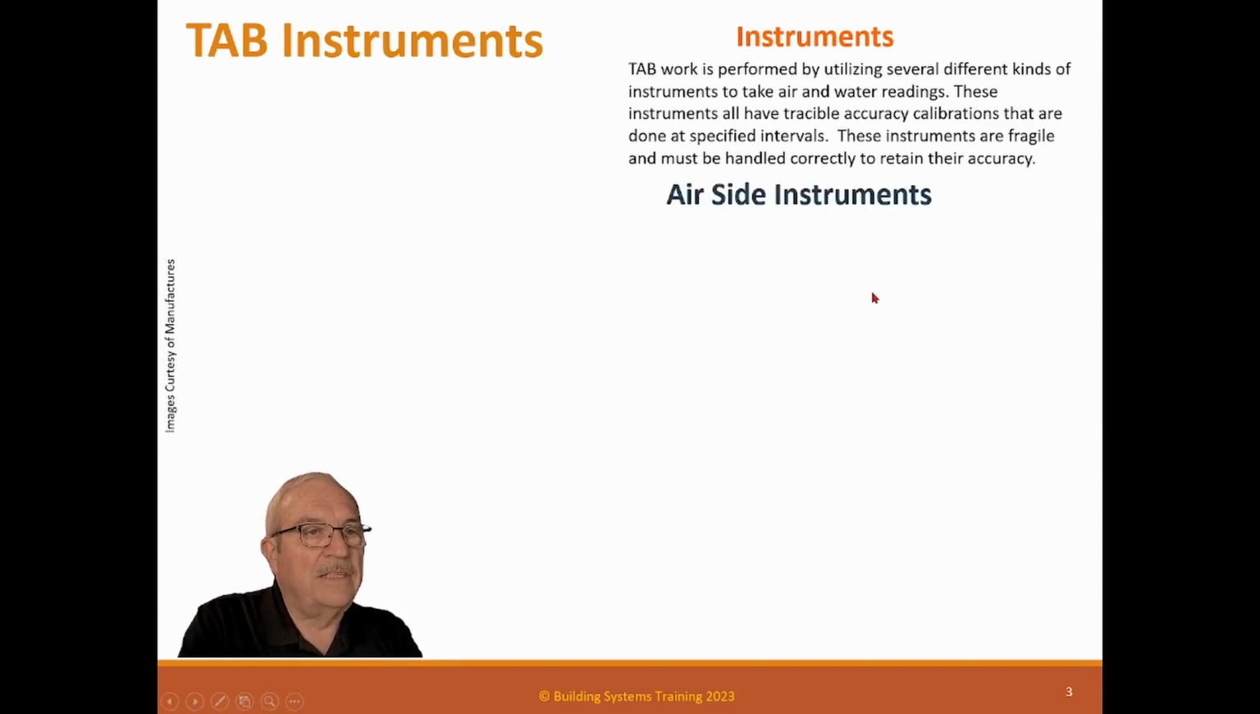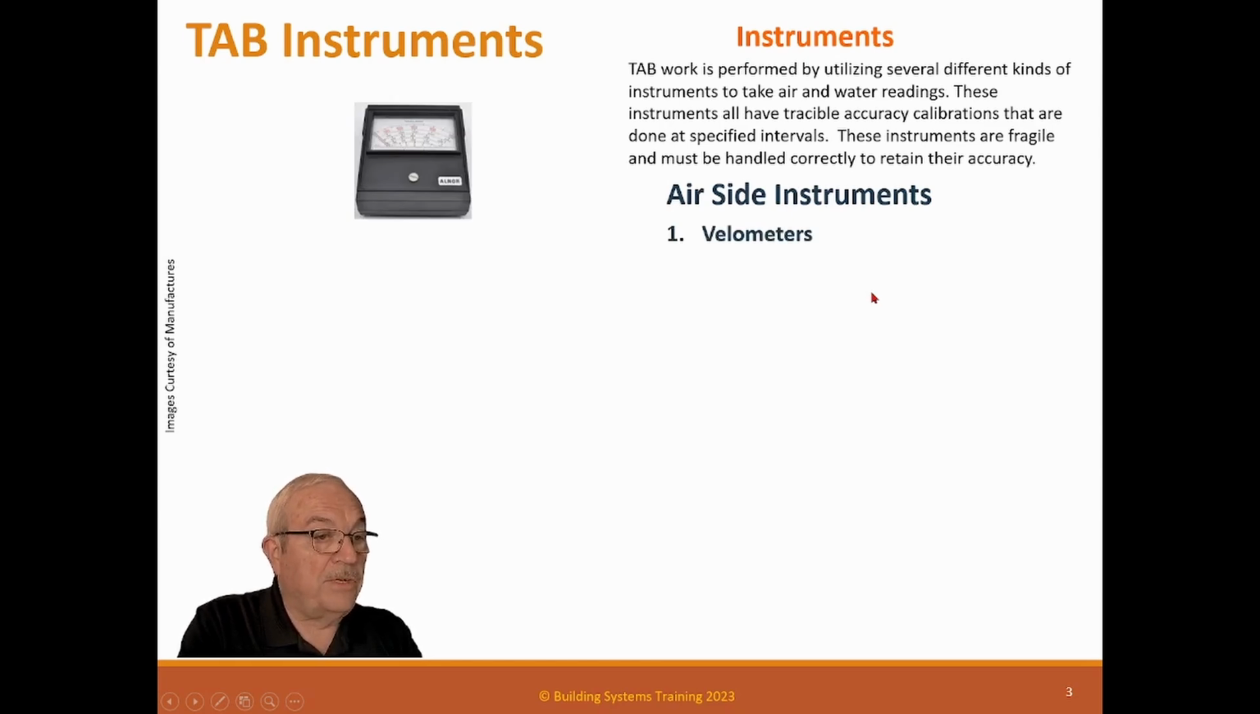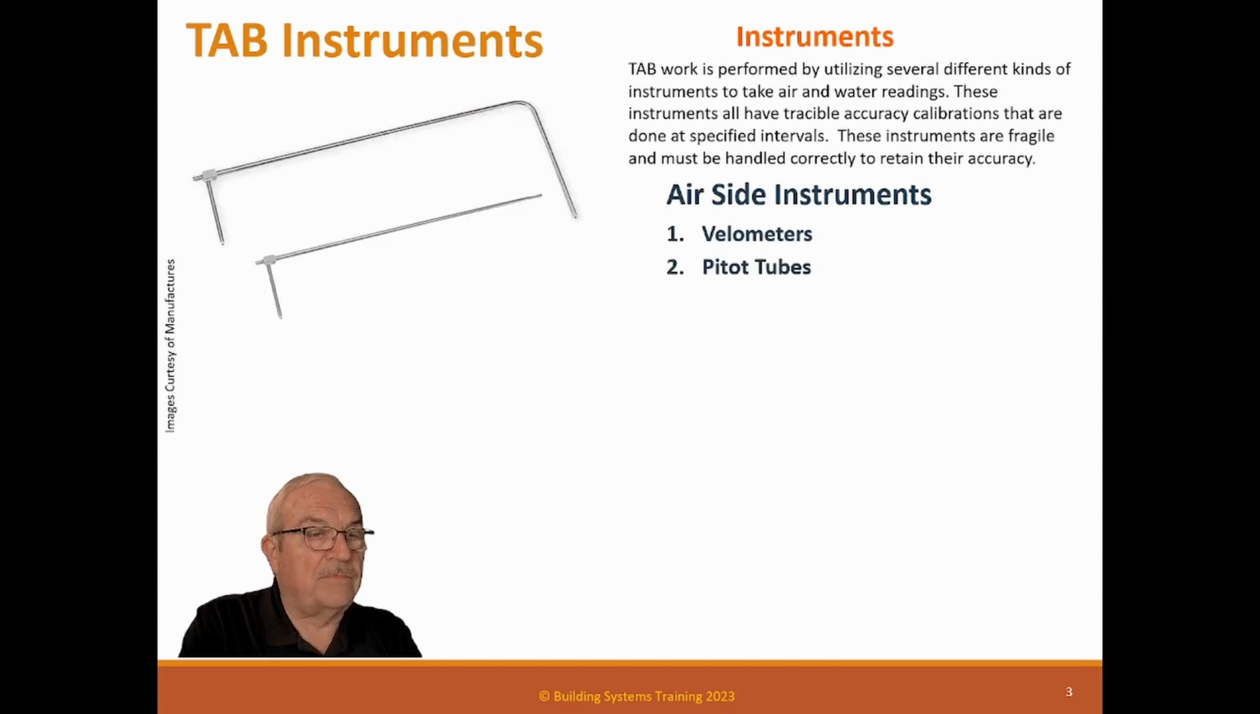All right, airside instruments. We have velometers, and velometers basically read air velocity pressure. We have different kinds of velometers. We have pitot tubes, which are used to take pitot readings in duct. The pitots actually read total pressure and static pressure separately, so you can read all three: total pressure, static pressure, and velocity pressure.